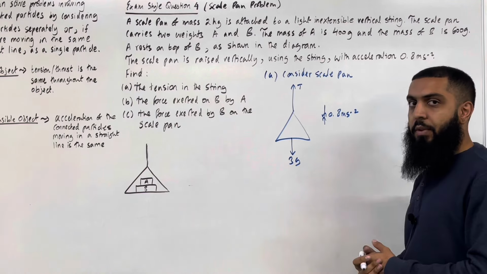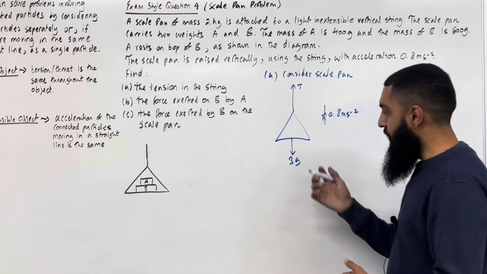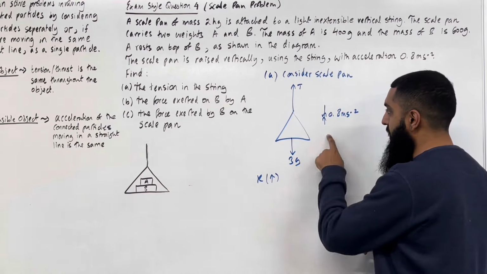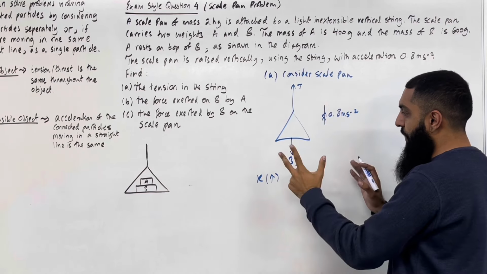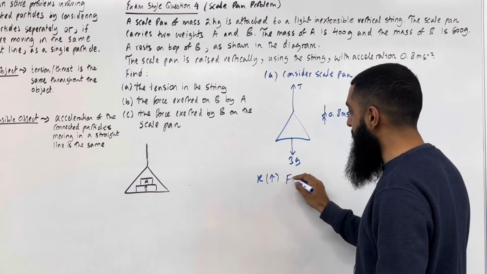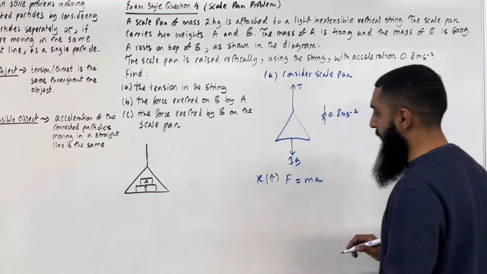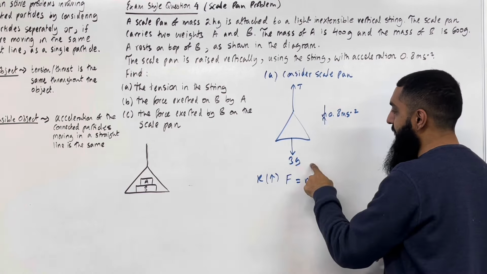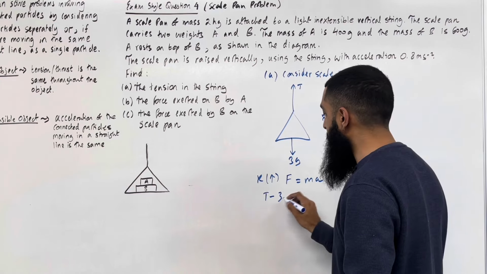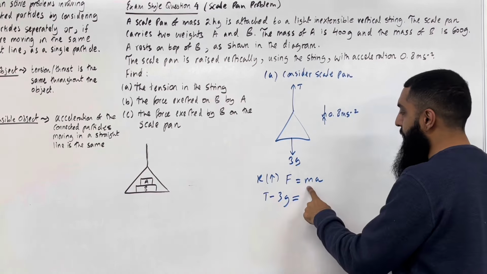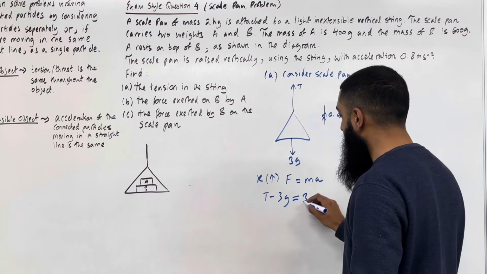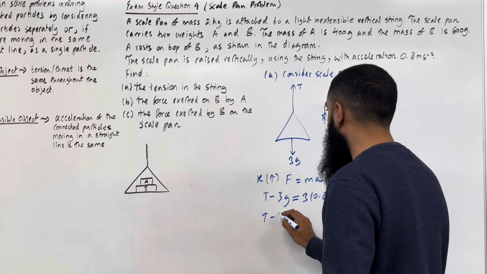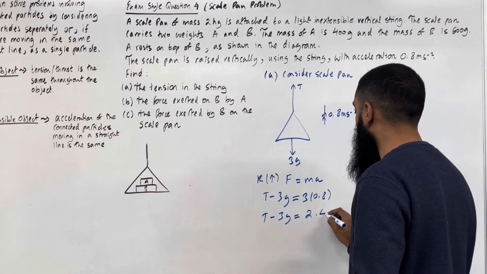Now I'm going to work out the tension in the string by resolving. So I'm going to resolve vertically, taking upwards to be the positive direction, the direction of acceleration. To generate the equation of motion, I'm going to use Newton's second law, F equals ma. So the resultant force F will be T acting upwards minus 3g acting downwards. So T minus 3g has to equal the combined mass, 3 kg, multiplied by the acceleration 0.8. So I've got T minus 3g is equal to 2.4.